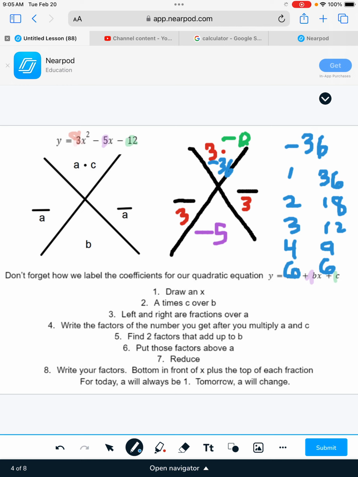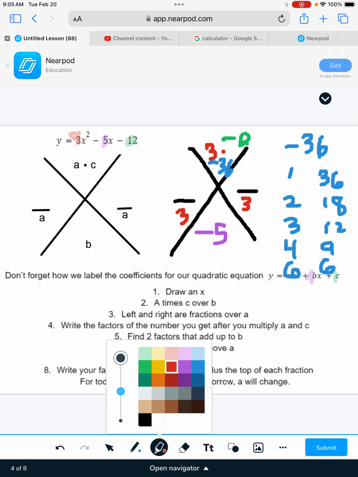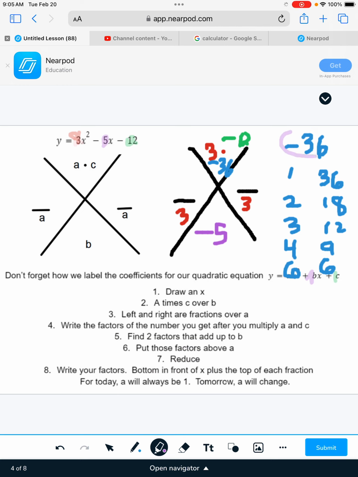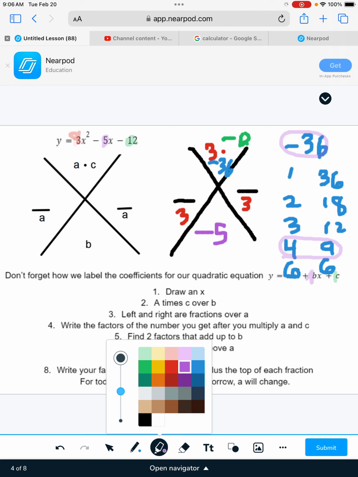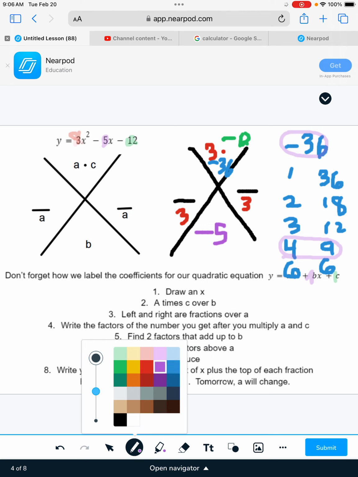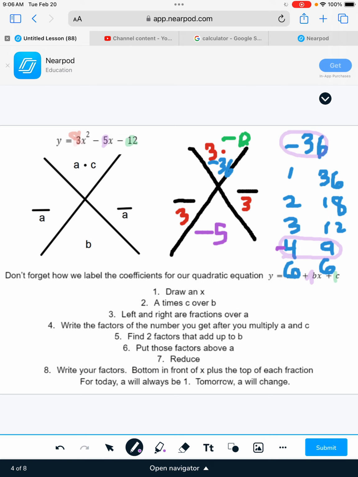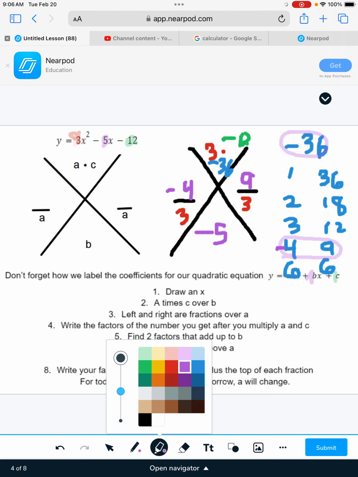My goal from there is to find two numbers that are going to add together, or in this case, subtract together, and it's subtract because of that negative symbol there, that are going to make negative 5. When I look at this, I've got my 4 and my 9 here. If I take my 9 and I subtract 4, that's going to give me negative 5. So 9 and then the minus 4, I bring those over here. And then from there, I check to see if I can reduce.